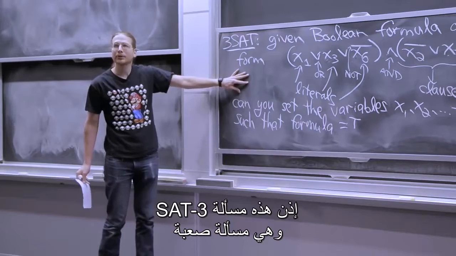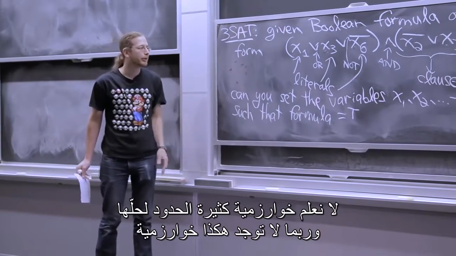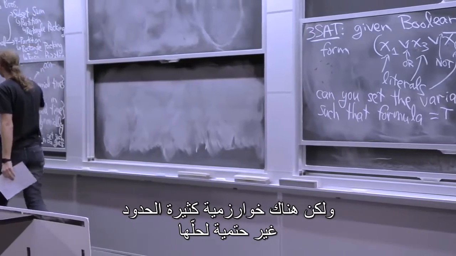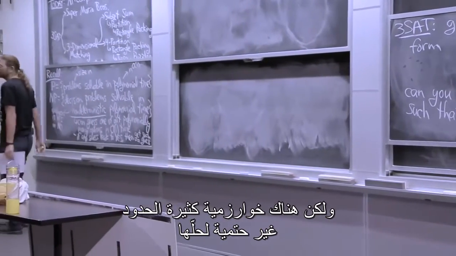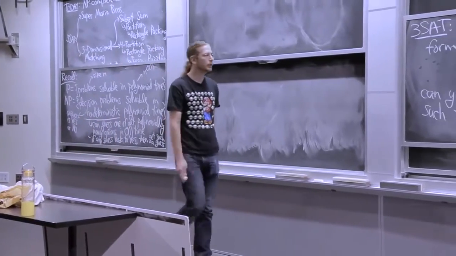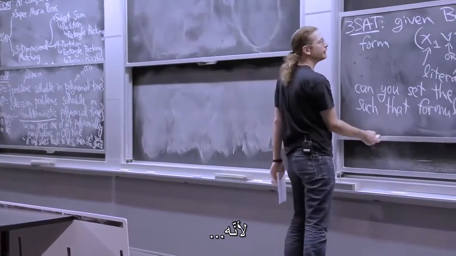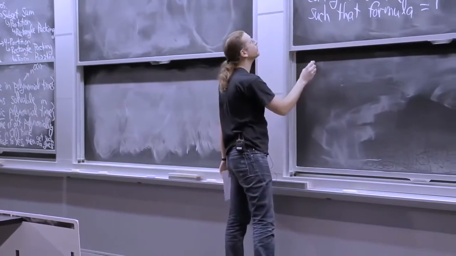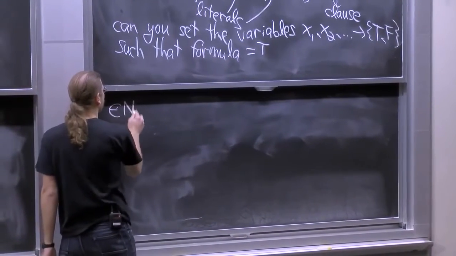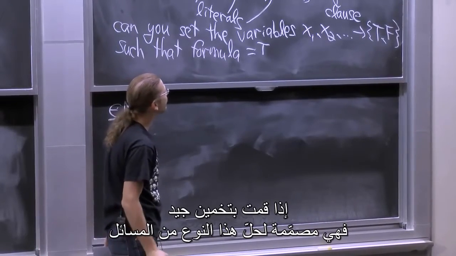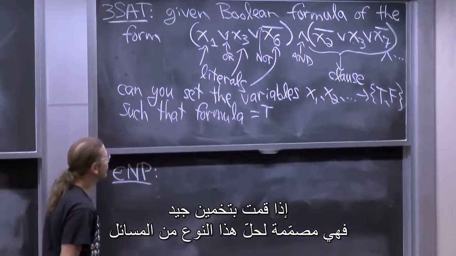This is a hard problem. We don't know a polynomial time algorithm. There probably isn't one. But there is a polynomial time non-deterministic algorithm. So this problem is in NP because if I have lucky guesses, it's kind of designed to solve this kind of problem.